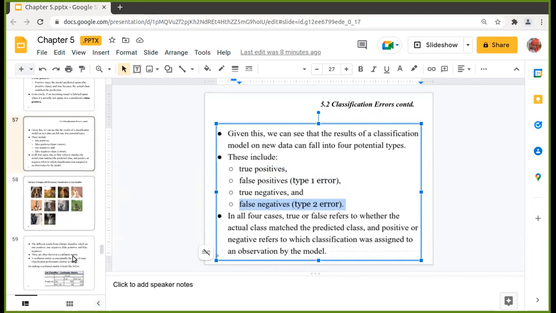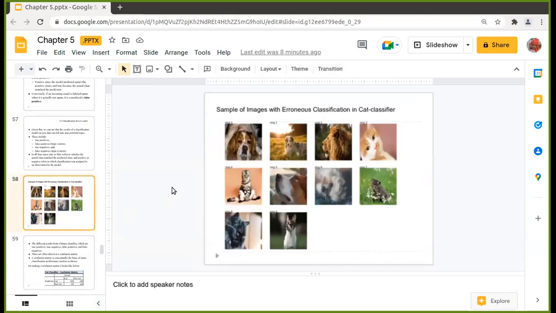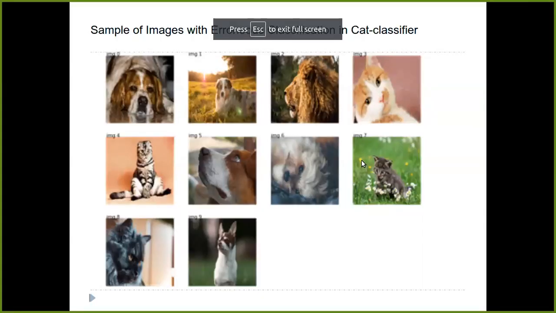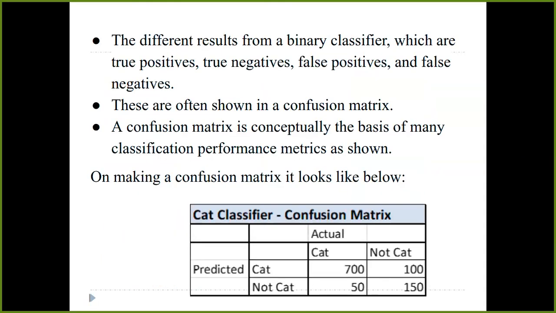To understand this clearly, I've taken the example of a cat classifier. Let me show you the slideshow. Consider that these are the sample images given as input, and out of them we want to classify which are cats, that is, whether the given animal belongs to the cat class or doesn't. Based on this we observed the result.